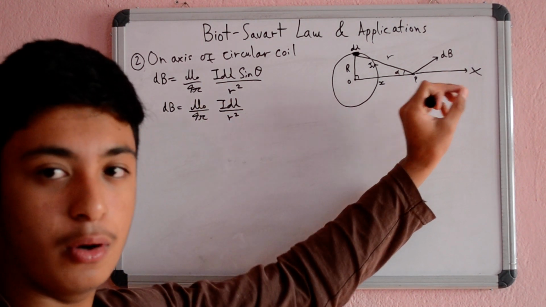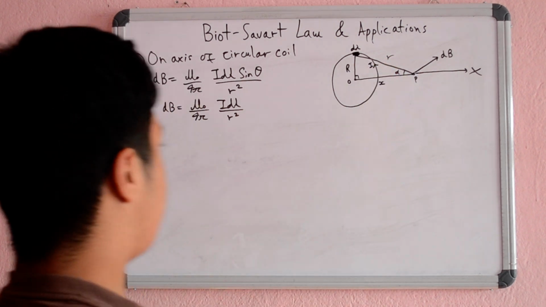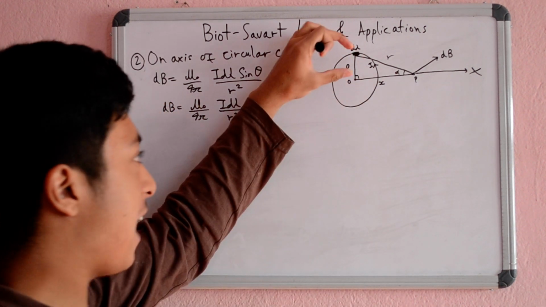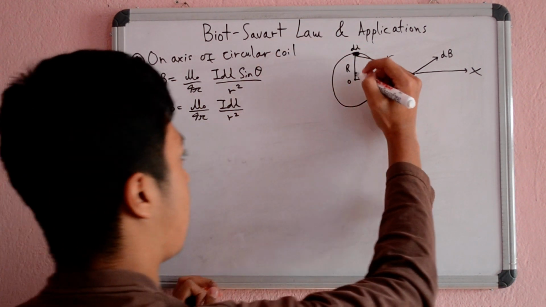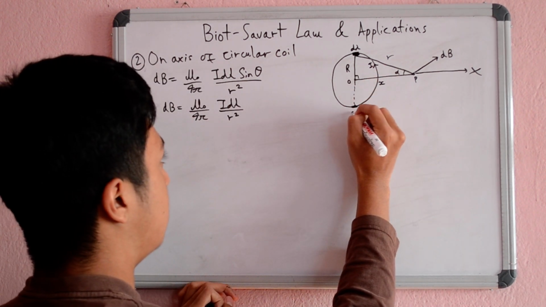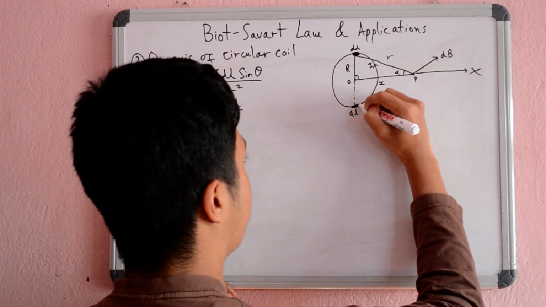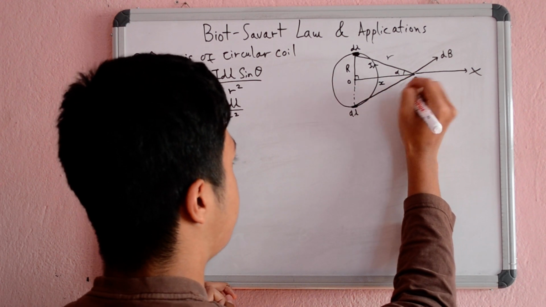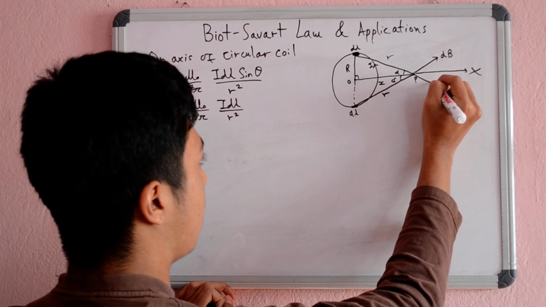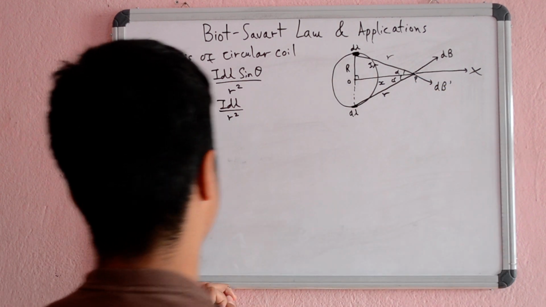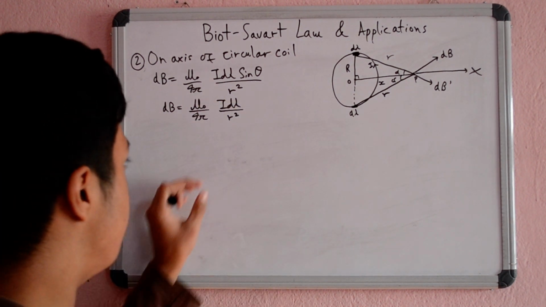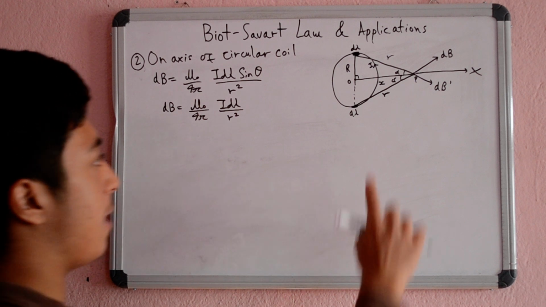But we need to find the horizontal component. Here we introduce another current element that is diametrically opposite to this one, right here, dl, and we again join this to point P. It will have radius r, angle alpha here, and the direction will be given like this, dB dash.